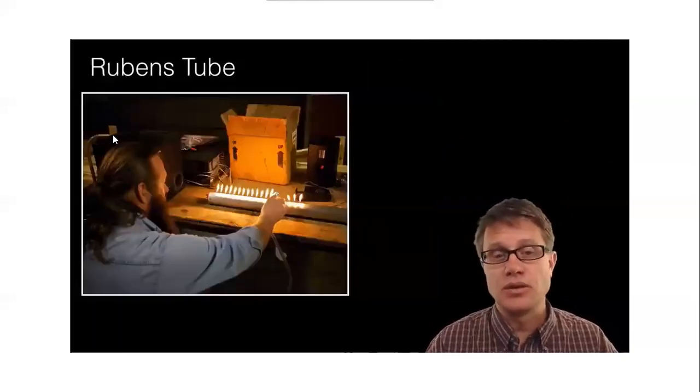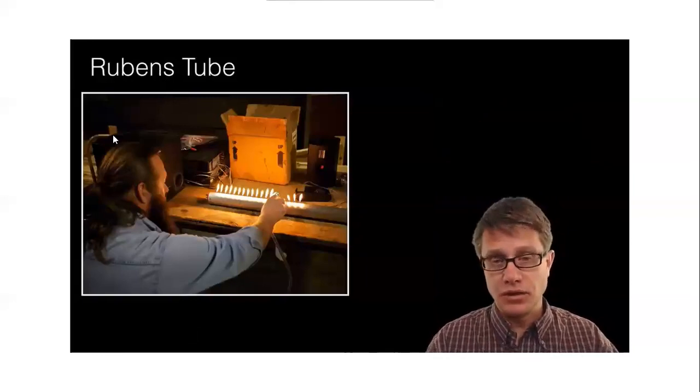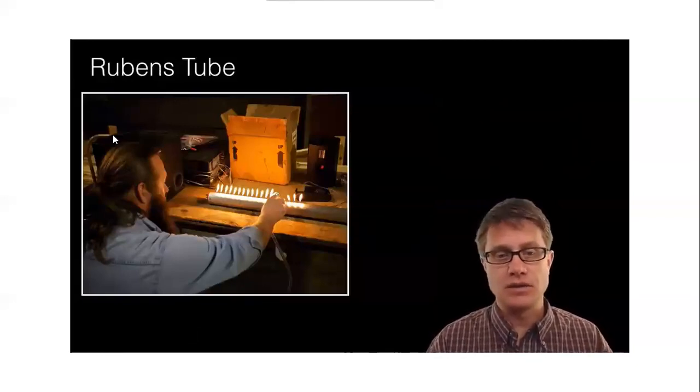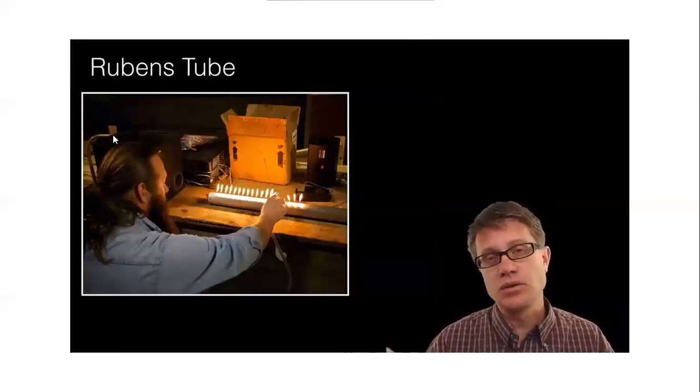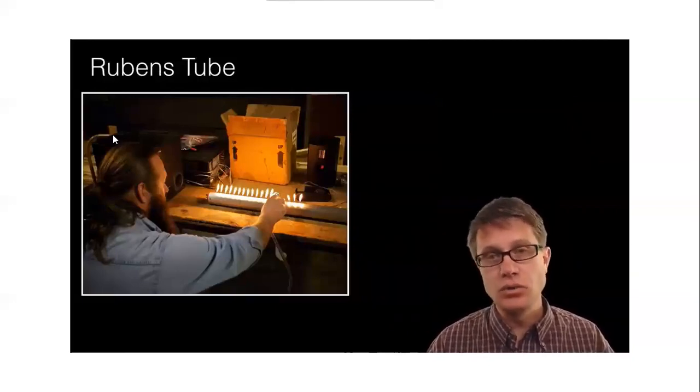Rubens tube is a really cool example of that. In a Rubens tube, what you do is you fill up a chamber with gas, a gas that's flammable. And so this guy's lighting the chamber. So we were having flames coming out of the top. But on a Rubens tube, you put a speaker on the side. And what that speaker does is create these longitudinal waves.